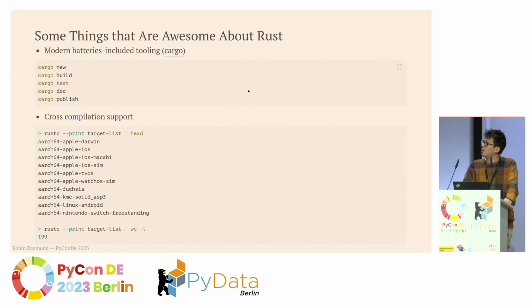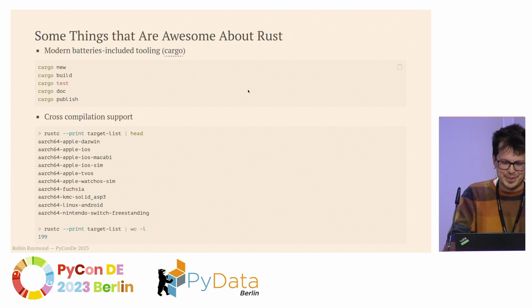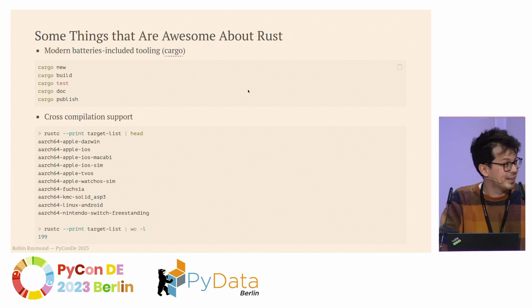Let's talk about some things that are awesome about Rust. One thing that I really like, it has modern batteries included tooling, cargo. So there's one canonical way of creating projects, building projects, testing projects, documenting them, and publishing them. I wish Python had something like this. I think internally at Tactile we have about 3 different ways of packaging Python applications, which is not great. We need some uniformity here.